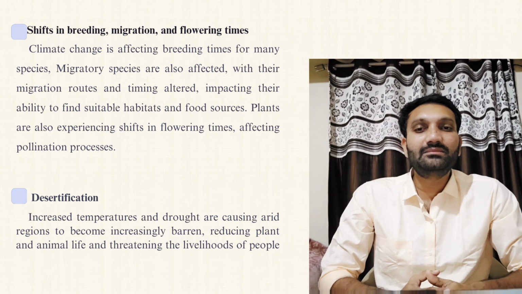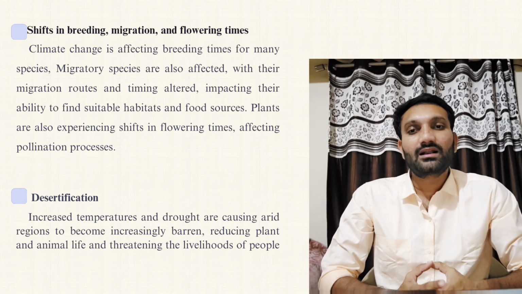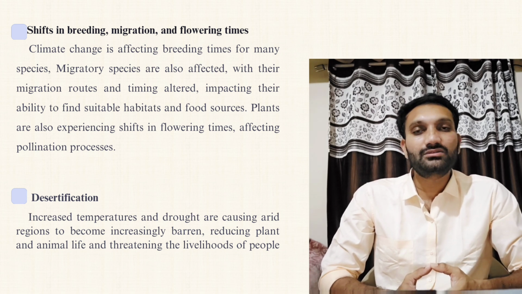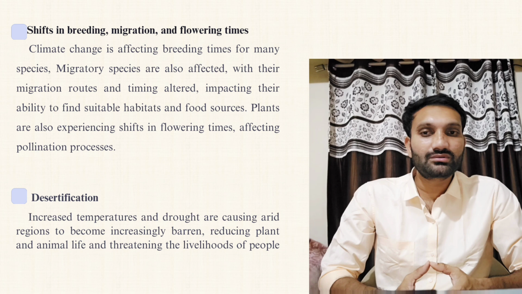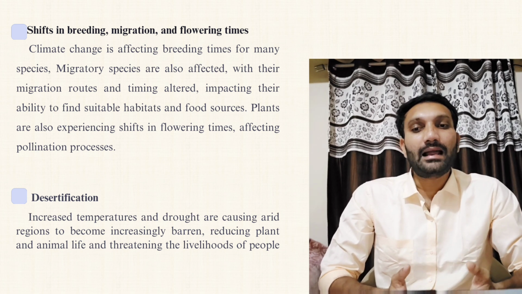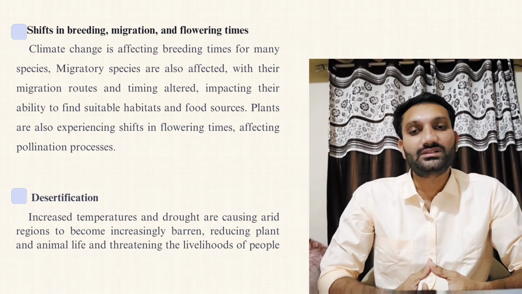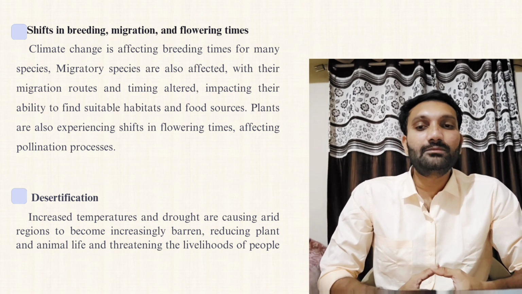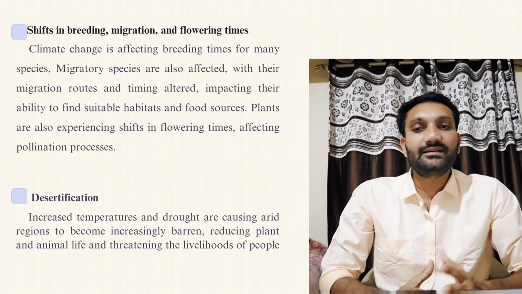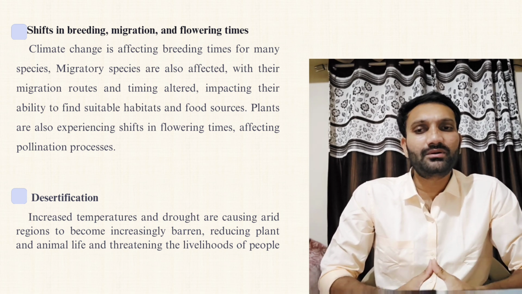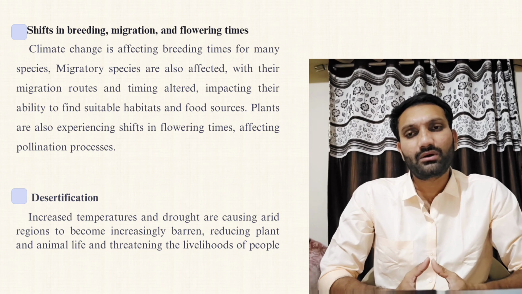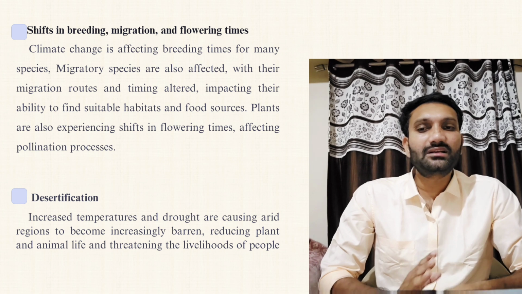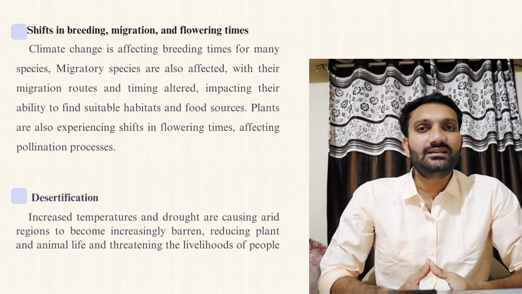Along with that, there are shifts in breeding, migration, and flowering times. Climate change is affecting breeding times of many species. Migratory species are also affected, with their migration routes and timing altered, impacting their ability to find suitable habitats and food sources. Plants are also experiencing shifts in flowering times, affecting pollination processes. Just recently, I talked about this topic.